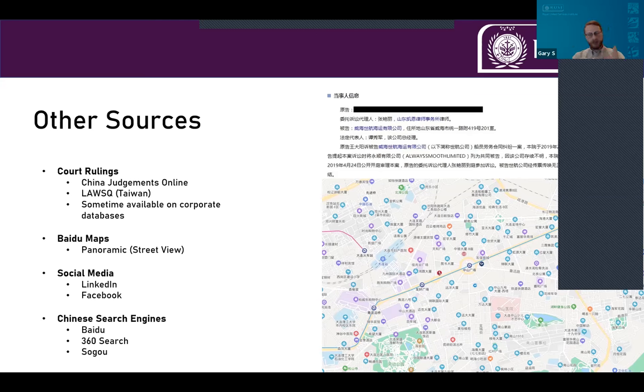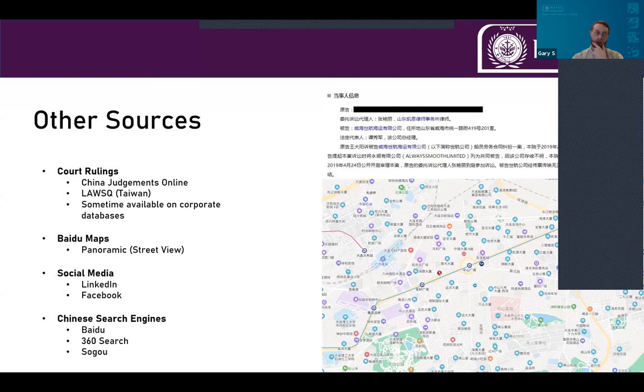In terms of other tools we use, there's also Baidu Maps, which is essentially Baidu's version of Google Maps, as you'd expect. I prefer to use it rather than Google Maps for the simple fact that if you're searching for an address in Chinese, Google Maps doesn't always give you a pinpoint result, and sometimes doing it in Baidu Maps can usually yield that result.